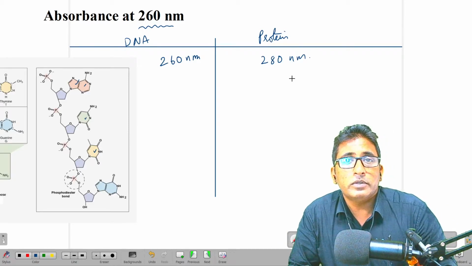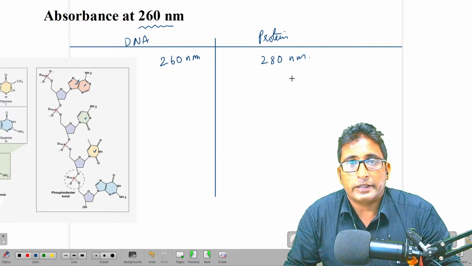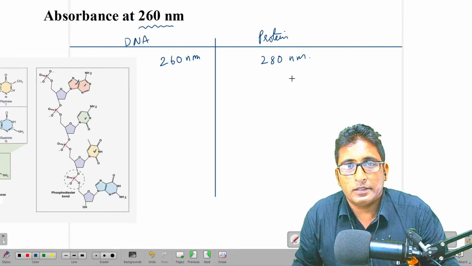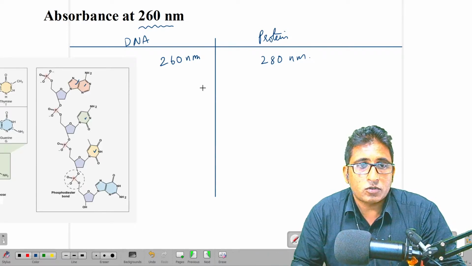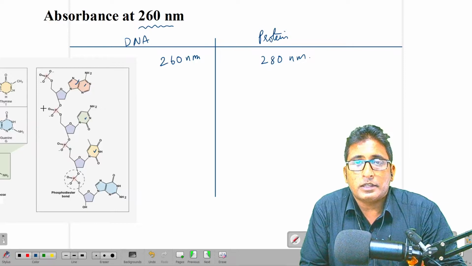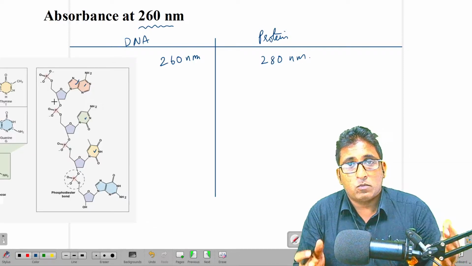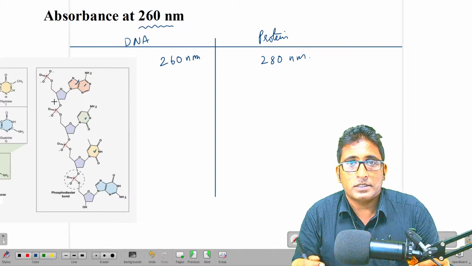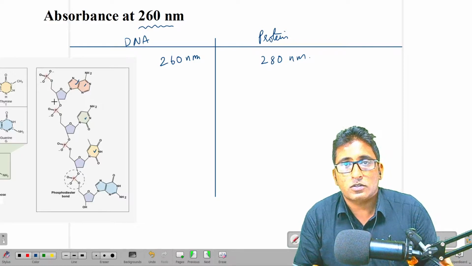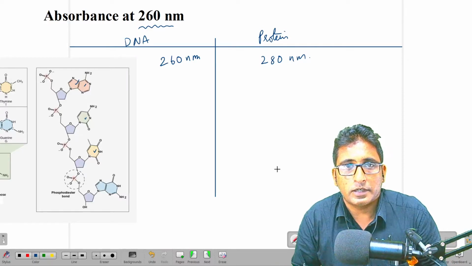In proteins too, it is still the ring structures, like tyrosine, tryptophan, and phenylalanine. In the case of DNA, the deoxyribose and phosphate backbone is not playing as much of a role. The majority of the absorbance at 260 nanometers is because of the planar structures of the nitrogenous bases.